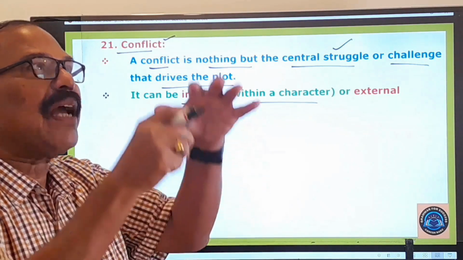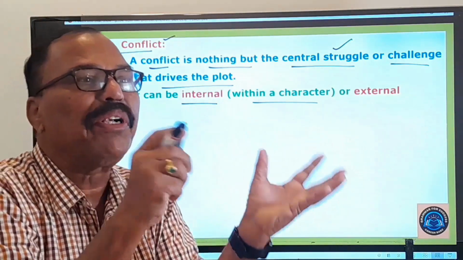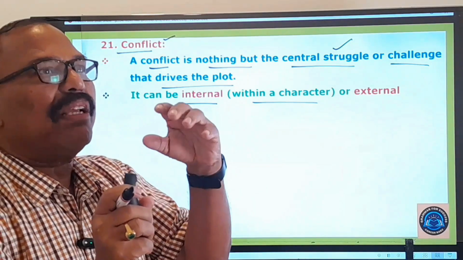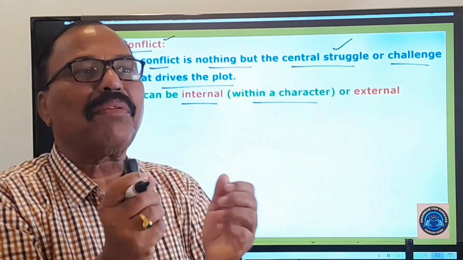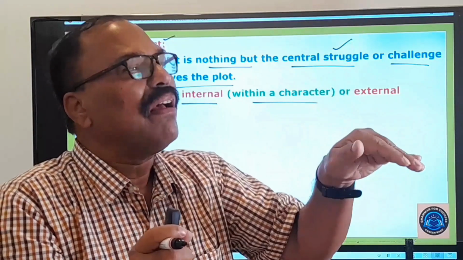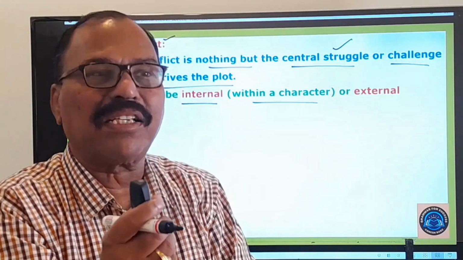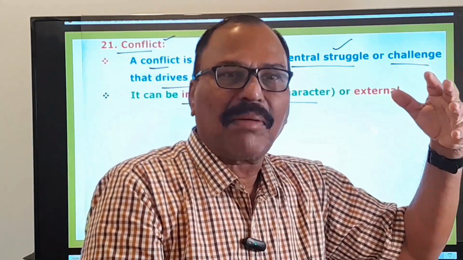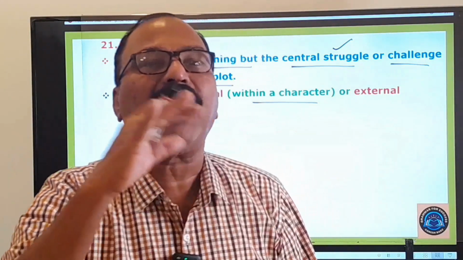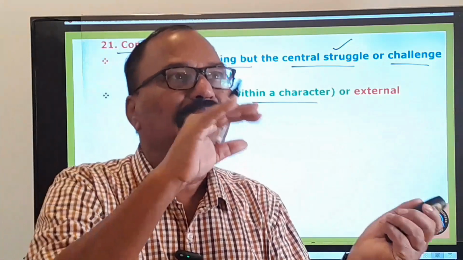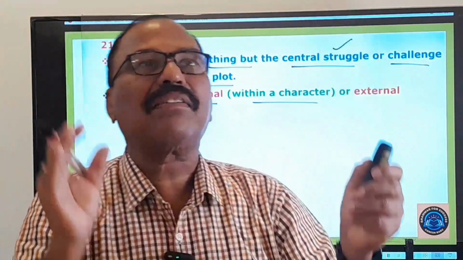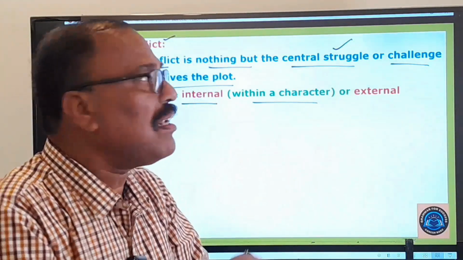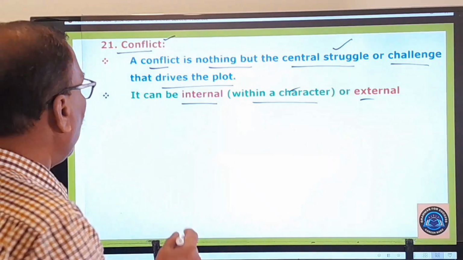Sometimes the characters will be torn between two dilemmas. For example, a character is torn between telling the truth, which can punish his beloved, or telling lies to save that beloved. Between telling the truth and telling lies, the character will be torn. That's called internal conflict. Sometimes it can be external also.